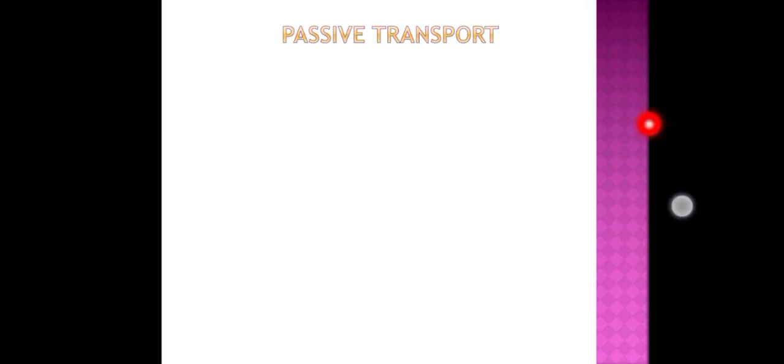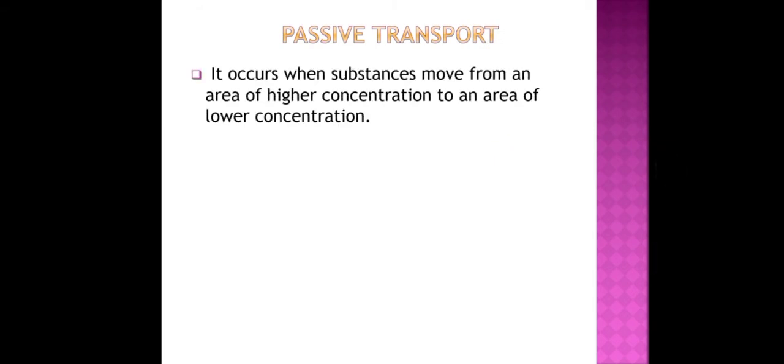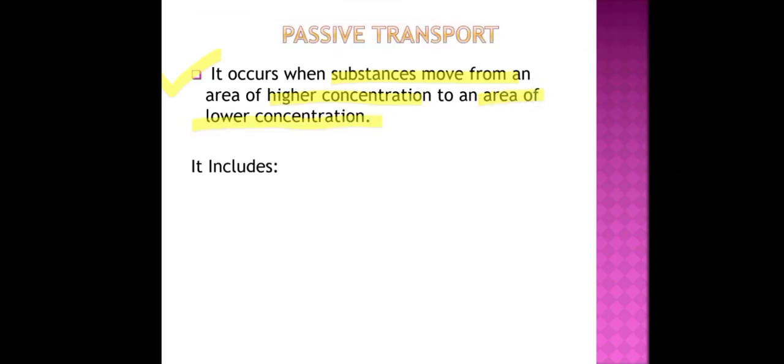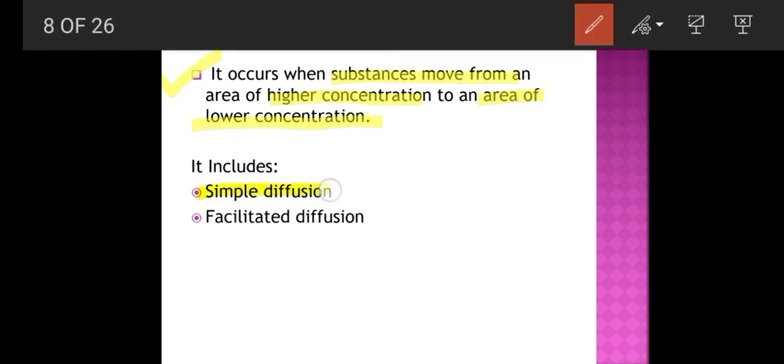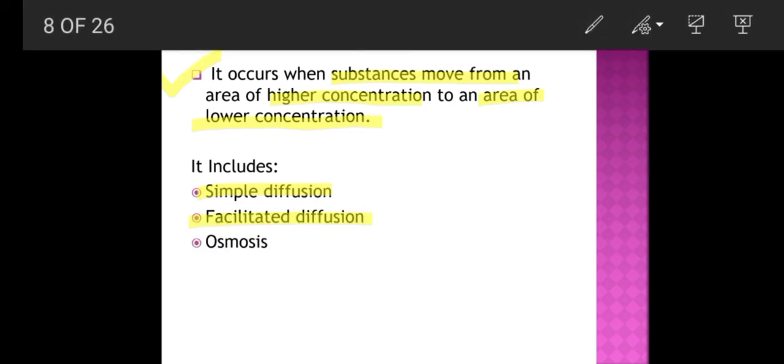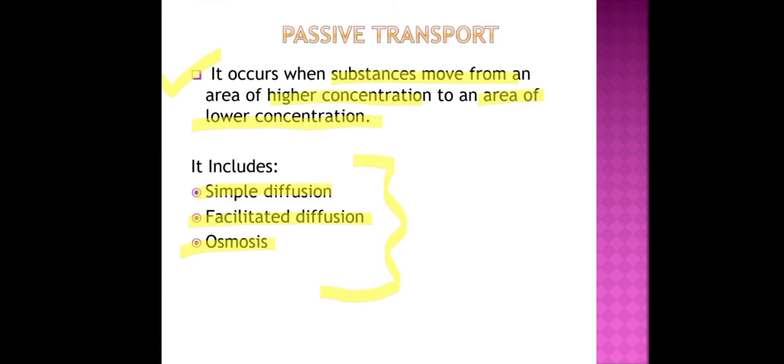Now we will talk about passive transport. Passive transport occurs when substances move from an area of higher concentration to an area of lower concentration. Passive transport includes simple diffusion, facilitated diffusion, as well as osmosis. So these three are the subtypes of passive transport.